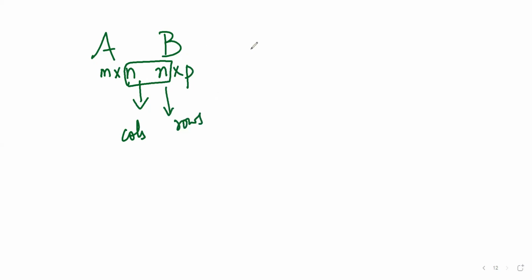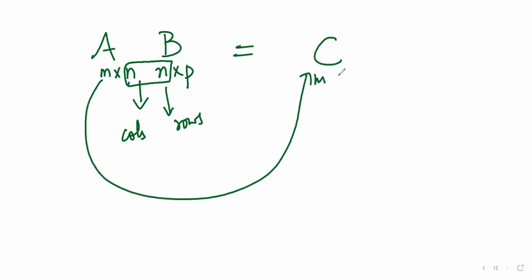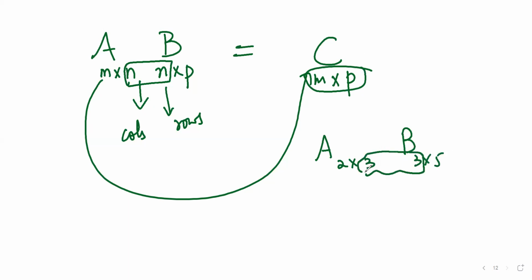If this condition is satisfied, I will get another matrix where the rows will be m and the columns will be p. This is the thing that you need to remember. So let's say matrix A is 2 by 3 and matrix B is, let's say, 3 by 5. This is conformable for multiplication because columns of A is equal to rows of B. I get another matrix C where the rows will be 2 and the columns will be 5. So that is how it is. Be very careful in this.